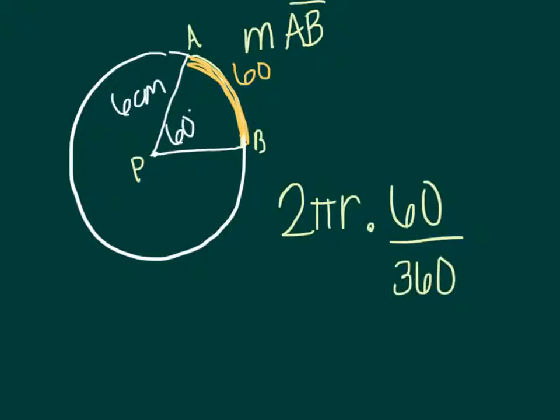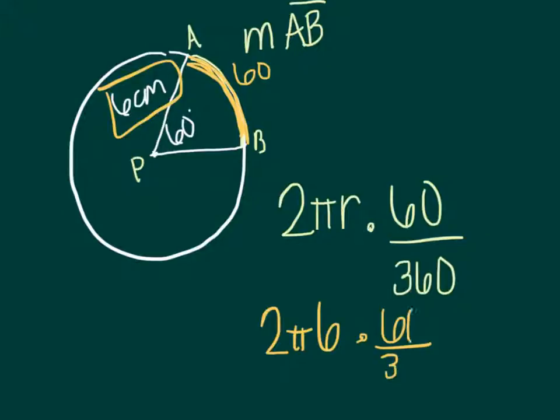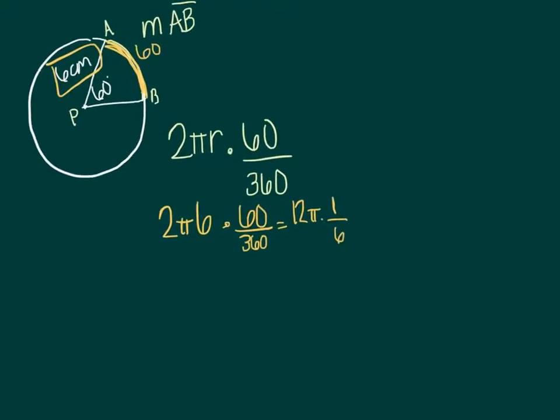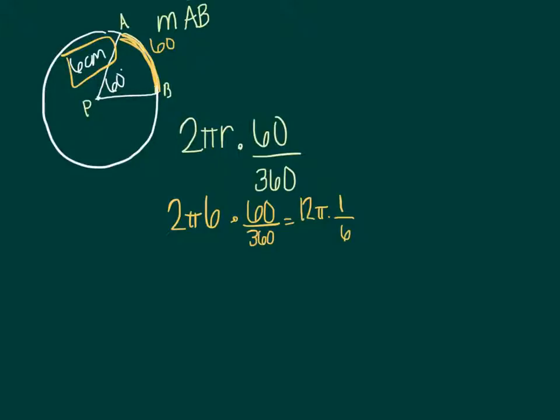And our r value that we need to put in is our radius, and so our radius is 6 centimeters. So we have 2 times pi times our radius, which is 6, times 60 divided by 360. So this will be 12 pi times, and this would actually be 1/6. And so mathematically, we can actually simplify the 12 and the 6 times pi. 12 divided by 6 is 2.